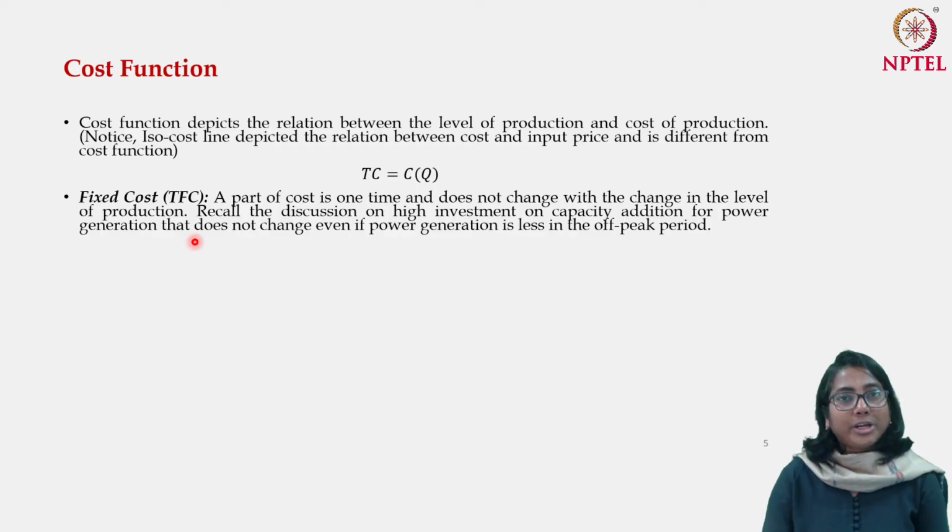This is the part of cost which does not change with the level of change in output. It doesn't matter whether you are producing electricity during the peak period, that is, high volume of electricity, or during the off-peak period where the production is low, your fixed cost is going to remain unchanged.